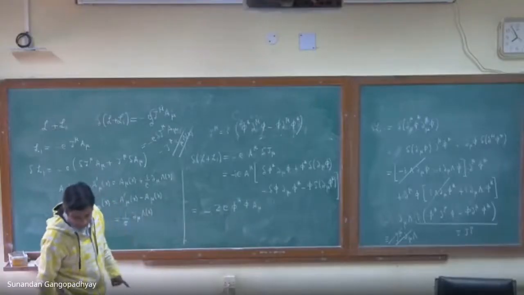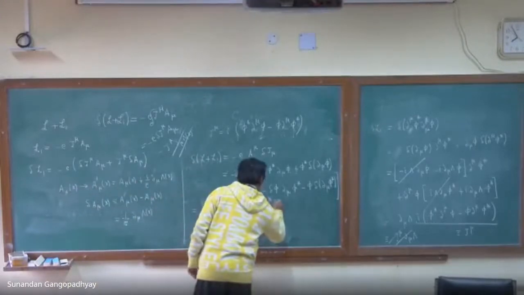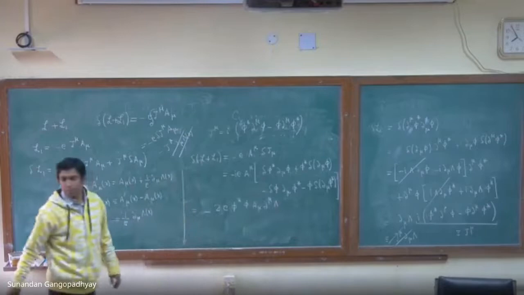Sir, from where does next mu comes? Just a minute. I will come back. I will come back to you. A mu, this will be del mu lambda. Please ask the question.